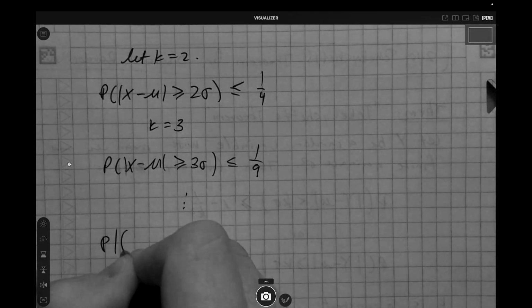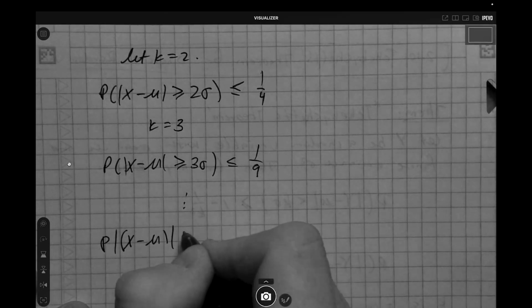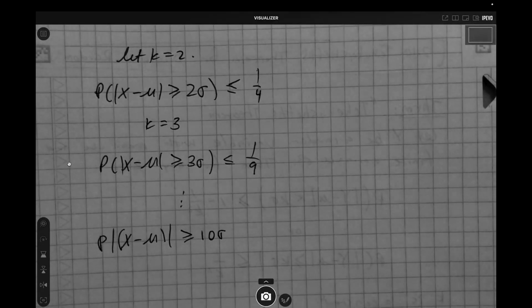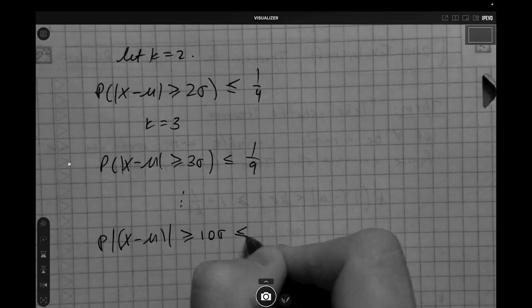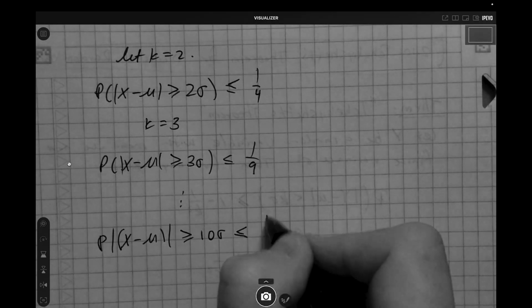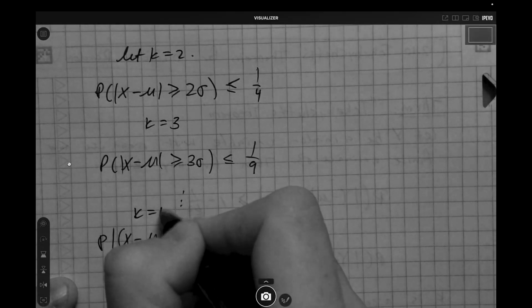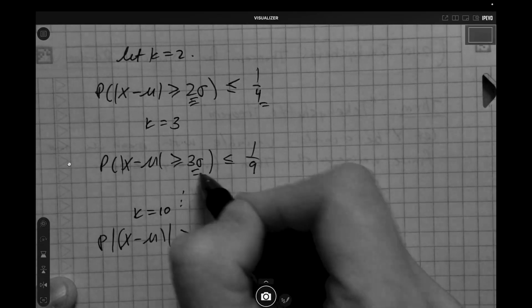And of course, the wider you make the interval, the smaller this ratio becomes. So the probability that |x minus mu| is greater than or equal to 10 standard deviations, so outside of 10 standard deviations, is going to be very small indeed. It's going to be 1 in 100. We're just squaring k. This is for when k is equal to 10. So that's a very simple way to relate this.